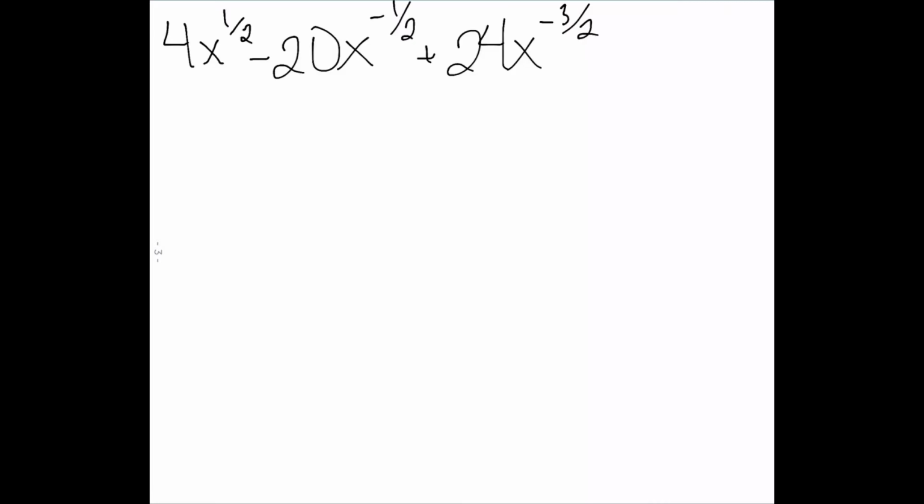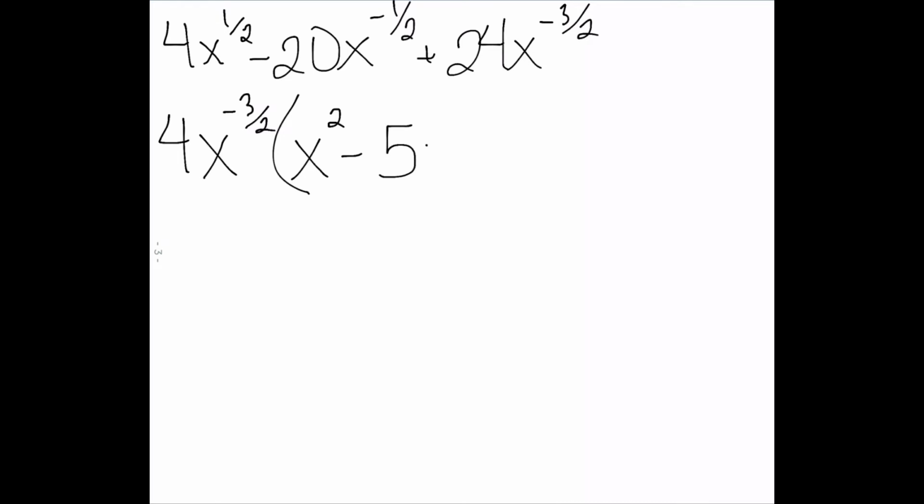We can also factor things with fractional exponents. When we're dealing with factoring out common factors, we always pull out the x with the smallest exponent, and we're going to do the same thing here. 4x to the 1/2 minus 20x to the negative 1/2 plus 24x to the negative 3/2. So first we can see that they all have a 4 in common, and the smallest exponent is actually negative 3/2. So we're going to subtract negative 3/2 from each of these exponents. 1/2 minus negative 3/2 is actually 2.